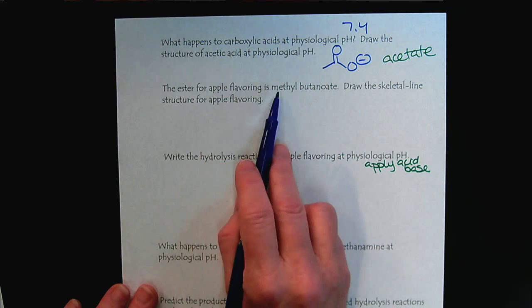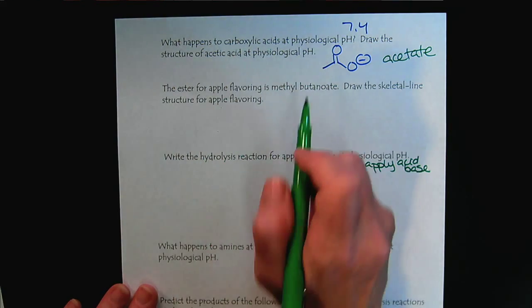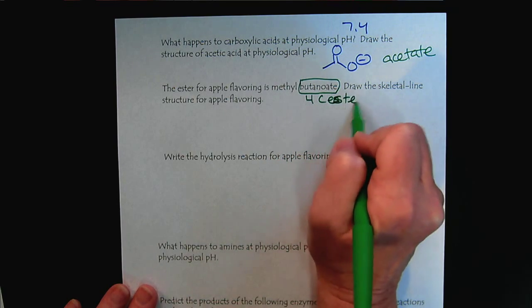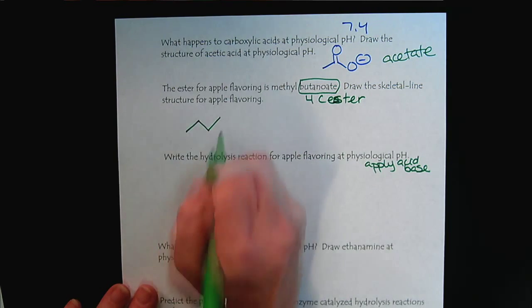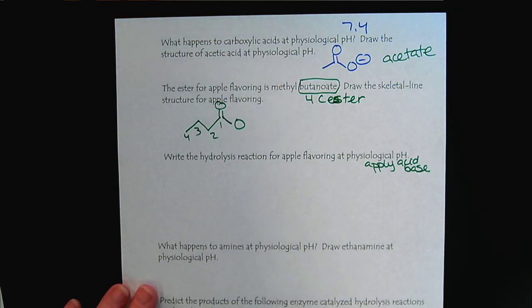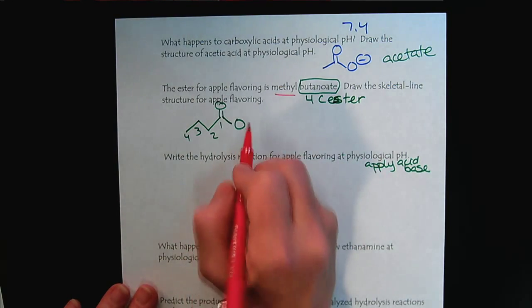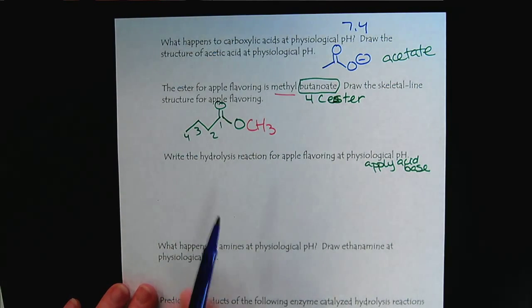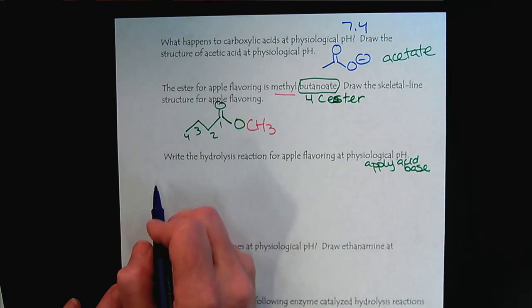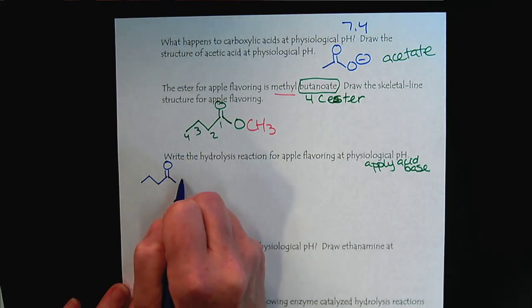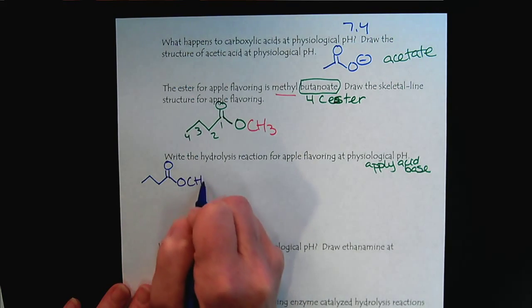Apple flavoring is methyl butanoate. Butanoate tells us we have a 4-carbon ester. So there's our 4 carbons, and then it's an ester. We can put in the ester group, and then the substitution here would be the methyl, CH3. There we have the chemical structure for methyl butanoate, which smells and tastes like apple. So if you're a fan of those Jolly Ranchers, then you too enjoy methyl butanoate.